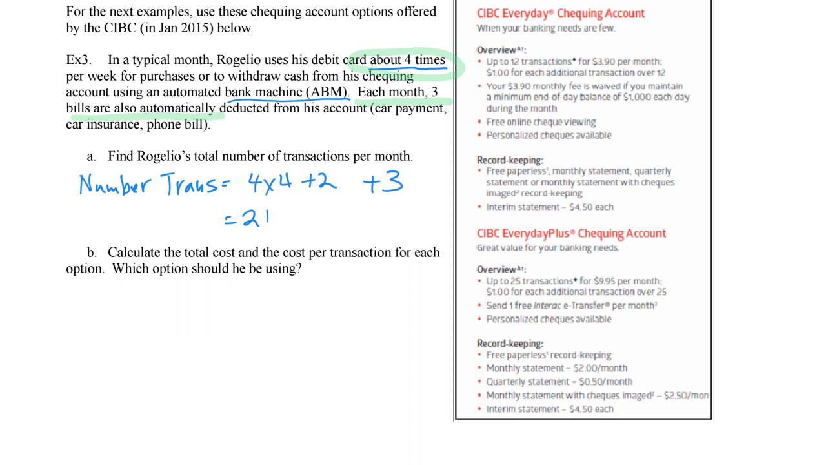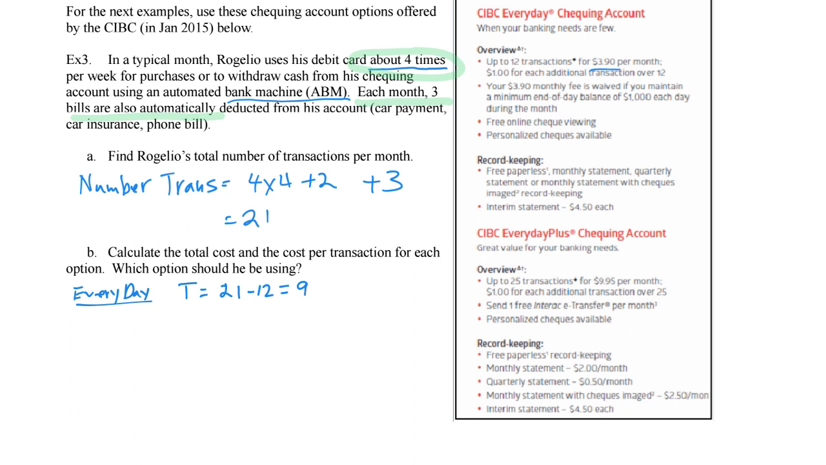So we're going to have to figure out something like this. We've got the everyday checking account, right? So we're going to take a look at the overview for the everyday checking account. It's $3.90 per month, and that's for 12 transactions. So if we use the everyday account, the number of transactions, let's call that T, is equal to 21 minus 12, which means we have a total of 9 transactions that we have to pay for.